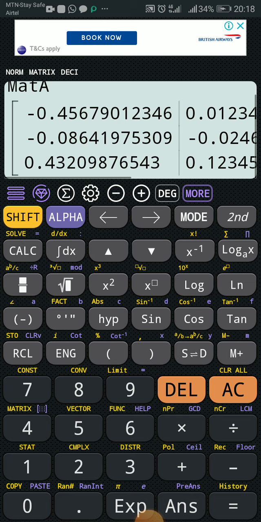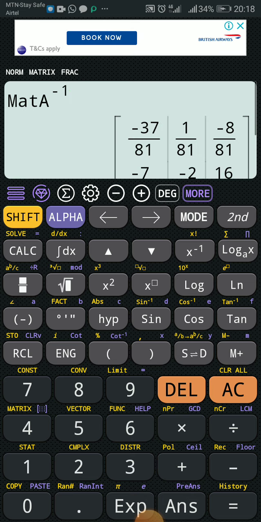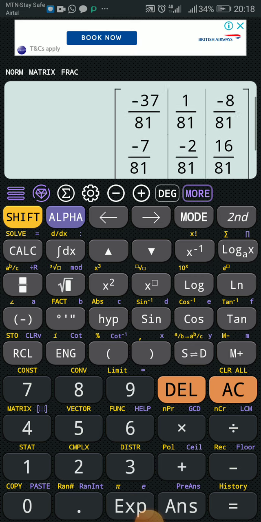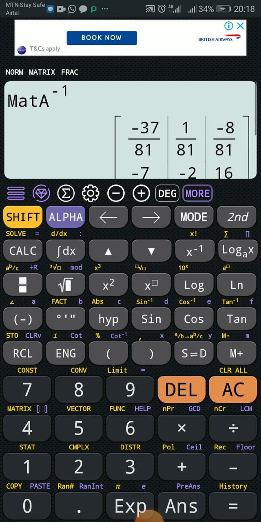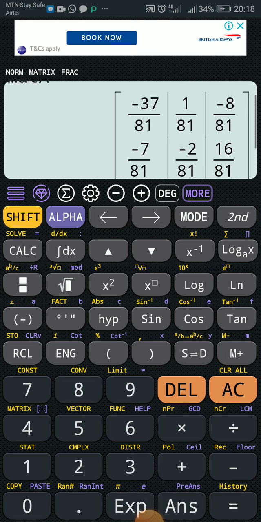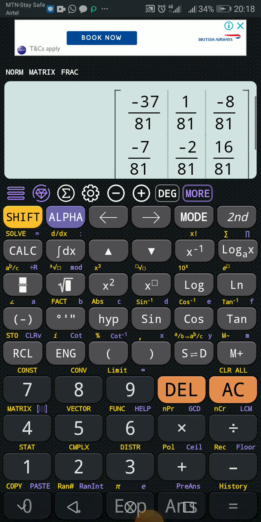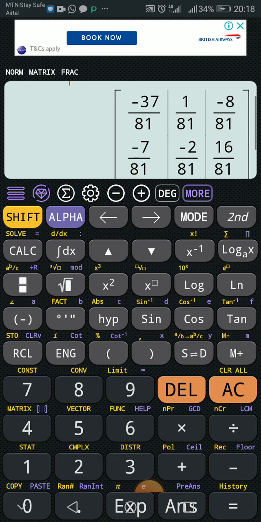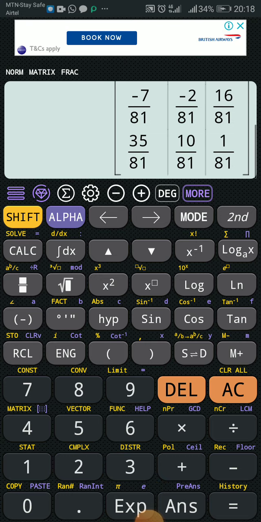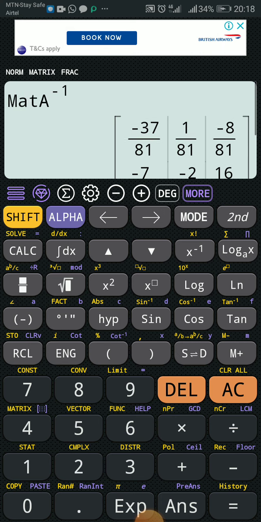Now, if I want to make sure all of them are in fraction, I press SD. My calculator makes all of them at once in fraction, but yours, you have to be pressing SD in each case. You shift your cursor, press SD to see it. So this is minus 37 over 81, 1 over 81, minus 8 over 81, and so on and so forth. Let me see. We're asked to find, oh, sorry, I found inverse. I was supposed to find determinant. Well, at least you've learned something. This is how you find the inverse.